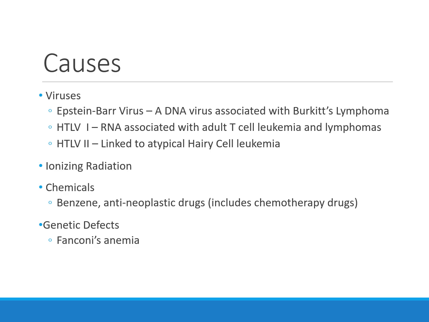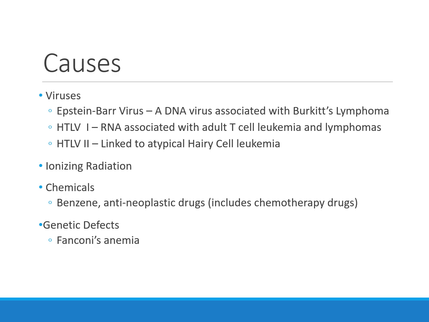Okay, so with regard to leukemias, there can be a variety of different causes, the first one being viruses. The first virus that we're going to look at is the Epstein-Barr virus. So Epstein-Barr virus is a DNA virus associated with Burkitt's lymphoma. And if you recall, both Epstein-Barr virus and Burkitt's lymphoma are associated with infectious mononucleosis that we talked about in the last PowerPoint.